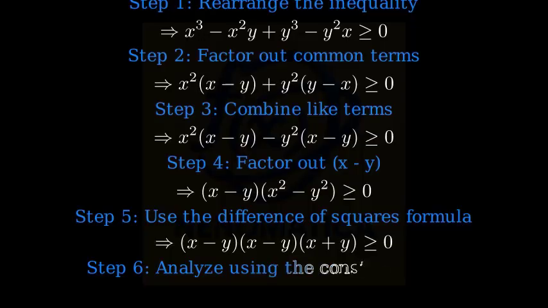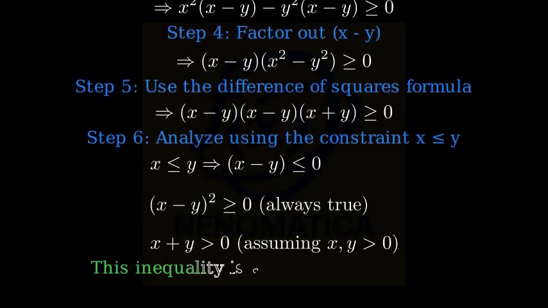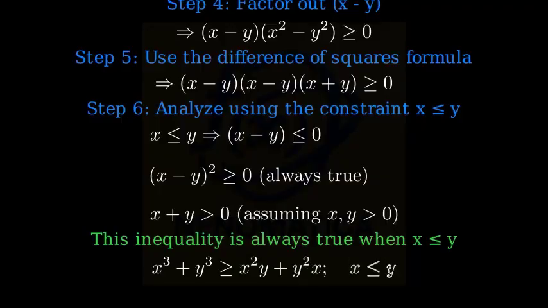Now, let's analyze this inequality using our given constraint that x ≤ y. First, we know that x - y ≤ 0 because x is less than or equal to y. This means that the first two factors, both equal to x - y, are both less than or equal to 0. Since we have the product of two non-positive numbers, this part of the expression is non-negative. And the third factor, x + y, is positive assuming x and y are positive. So the entire expression is non-negative. Therefore, the original inequality x³ + y³ ≥ x²y + y²x is always true when x ≤ y.